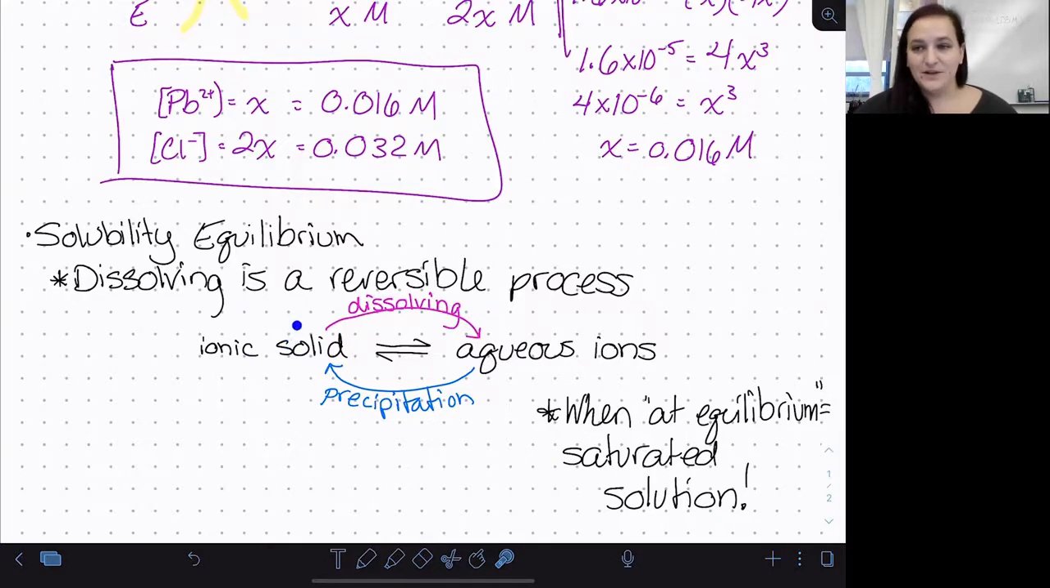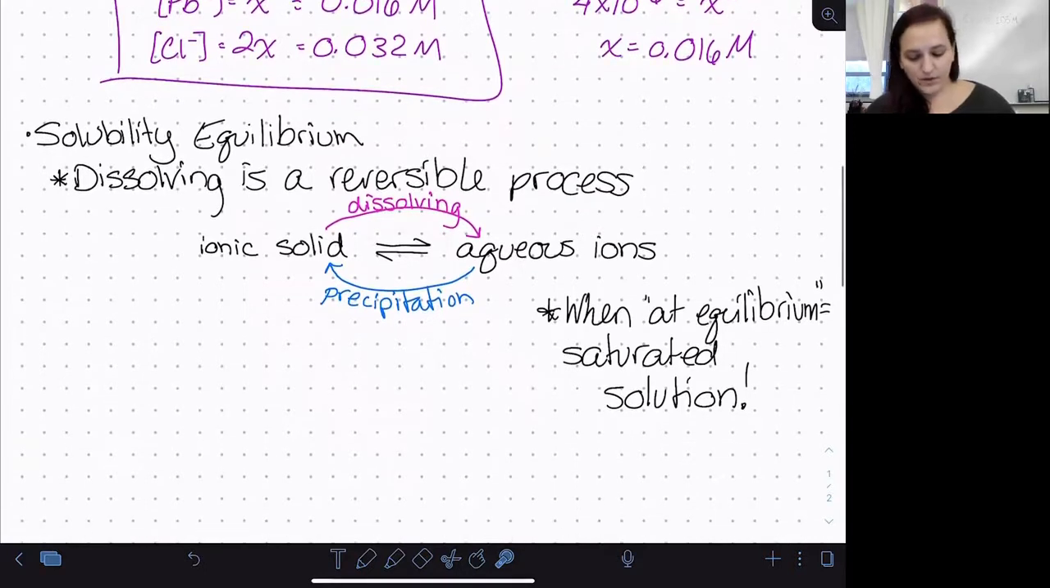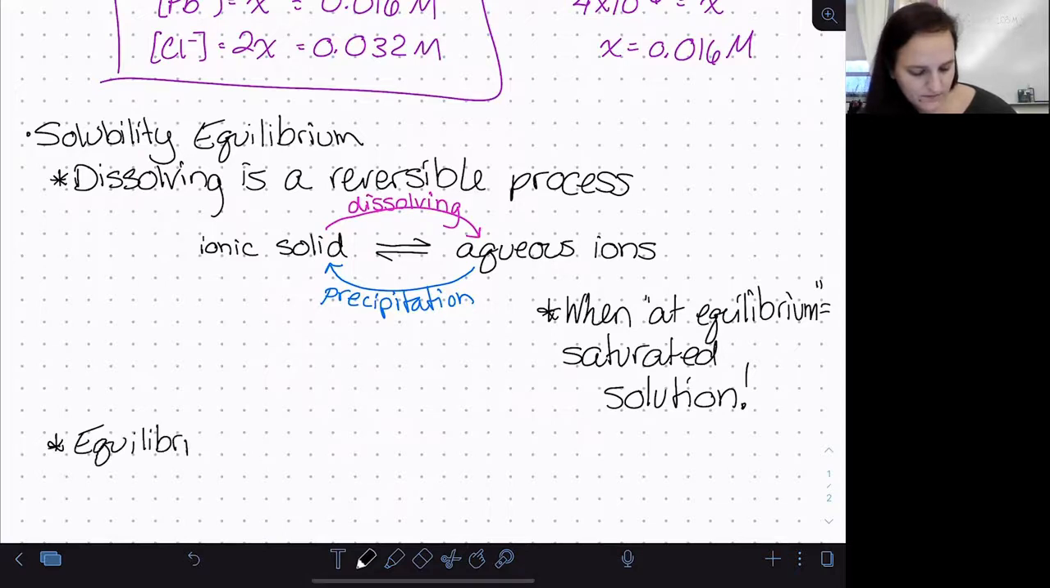And really at the molecular level, some of that solid is dissolving, but for every particle of solid that dissolves, aqueous ions precipitate out as well. So we have this balance where the rate of dissolving and the rate of precipitation are equal. The equilibrium constant for this type of reaction has a special name. It is known as the solubility product constant, or KSP for short.